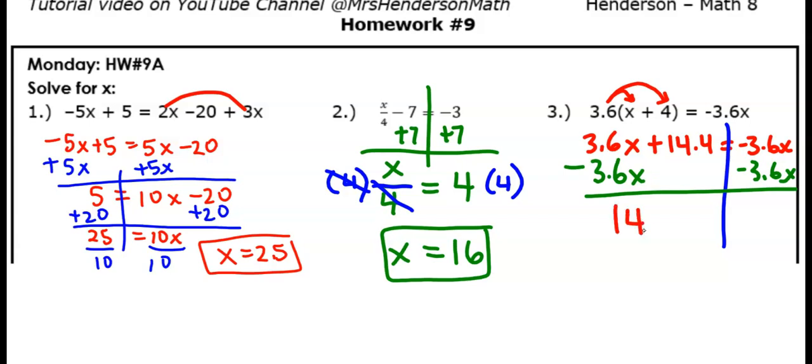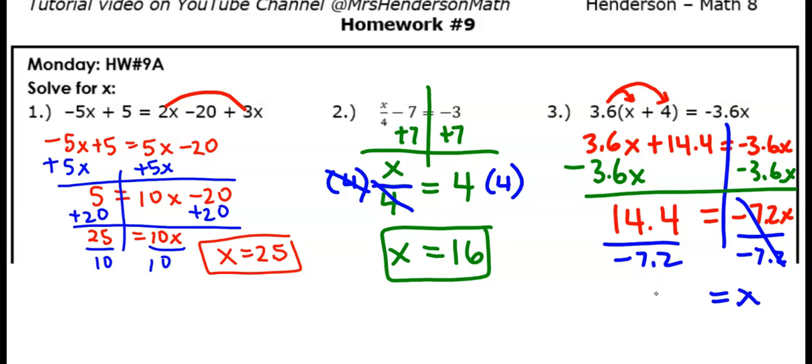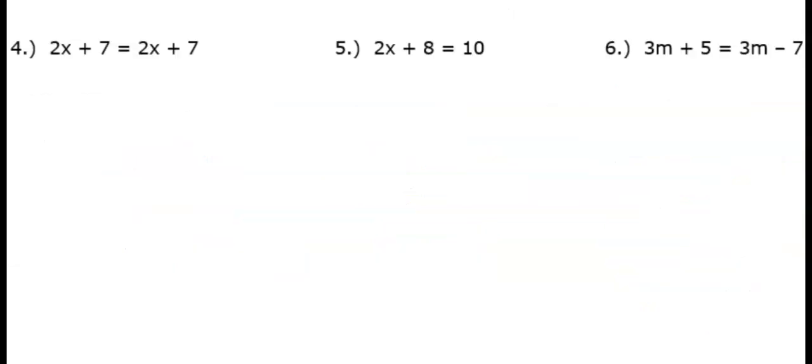Rewrite and compute. Divide both sides by the coefficient and determine your final answer. You should take the time to perform a check step for each of these other questions. I'm going to move on to question number 4.